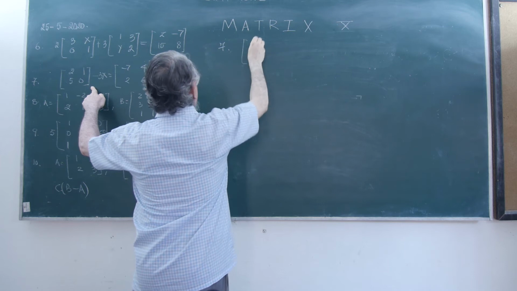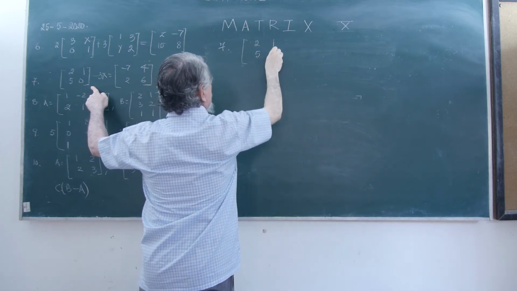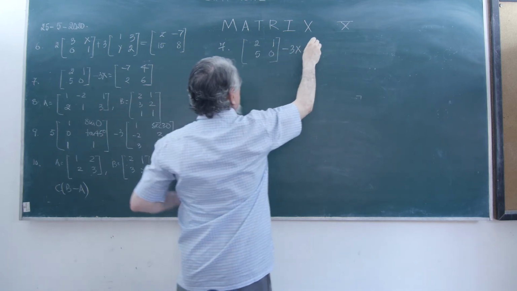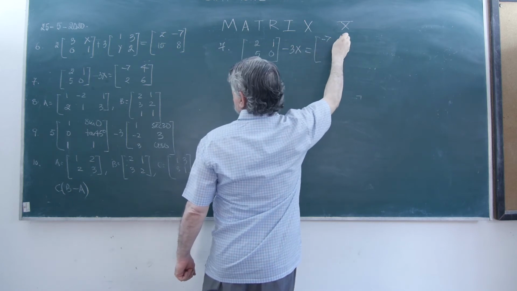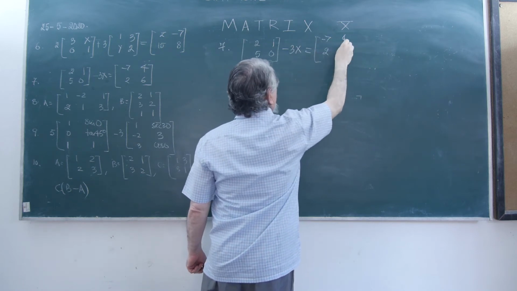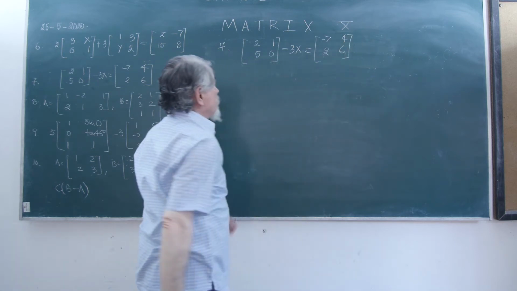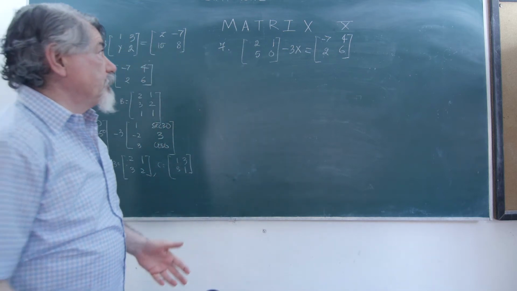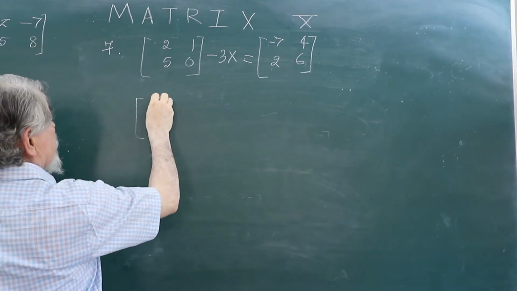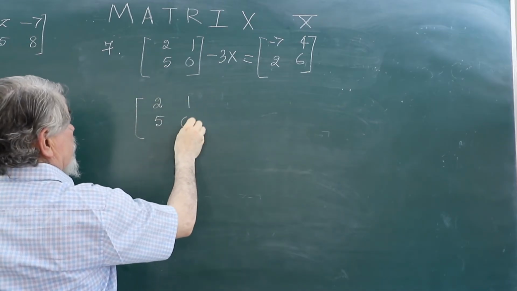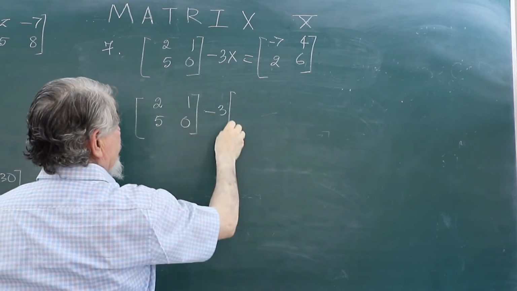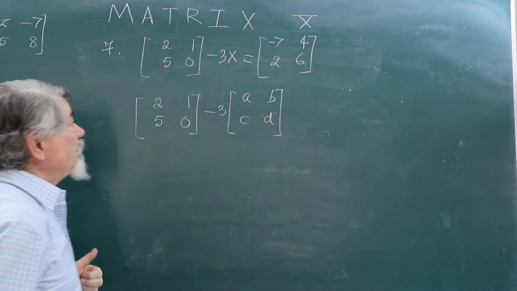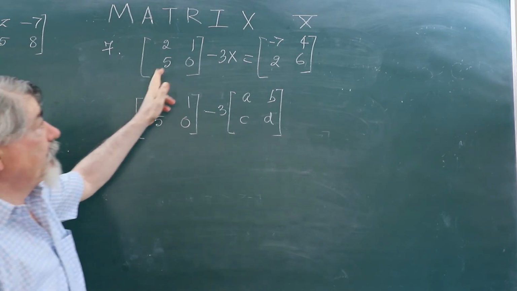It is [2, 1; 5, 0] minus 3X is equal to [minus 7, 4; 2, 6]. He wants you to find the matrix X. These are the 2 matrices of the order 2 into 2. That means the matrix X will be of the same order. So let me assume that matrix for your simplification. Let me assume that matrix to be [A, B; C, D]. Obviously this matrix is of the same order as these 2 matrices.